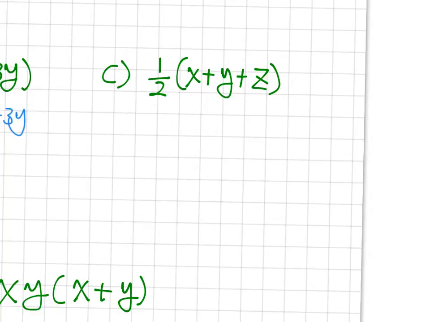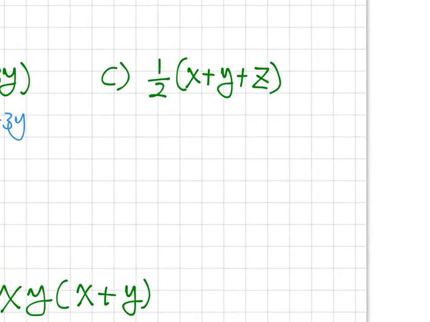Now the C I have is 1 over 2 times (x plus y plus z). So it's again the distributive law. So we're going to multiply this 1 over 2 to every single term inside of the brackets.